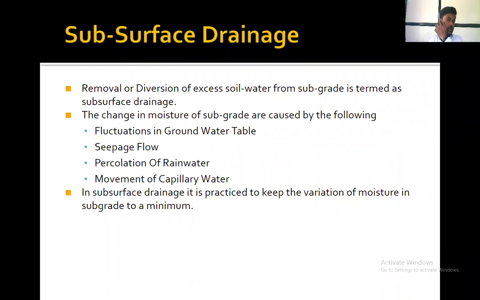If capillary pores are present beneath the subgrade soil, then due to capillary action, the water may have chances to come into the subgrade layer, and it will lead to an increase of the moisture of that layer. Ultimately, the bearing capacity of that soil will get reduced due to the increase in moisture content. So we need to avoid these cases. For that purpose, we are providing the subsurface drainage system. In the subsurface drainage system, it is practiced to keep the variation of the moisture in the subgrade to the minimum.